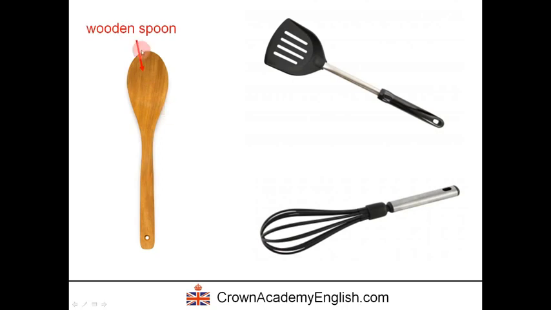This is called a wooden spoon. This is a spatula. So a spatula is a flat object, and we use it, for example, if we're cooking something in the frying pan. For example, if we are cooking fried eggs in the frying pan and we want to remove the eggs from the frying pan, then we will use a spatula.